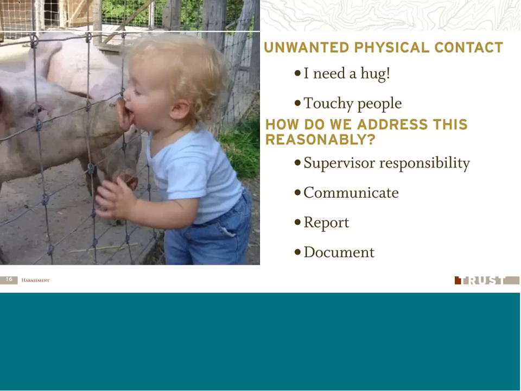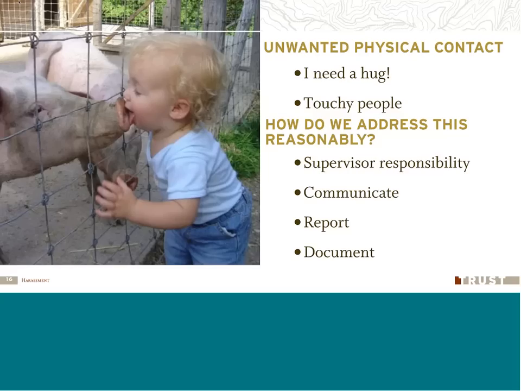So you need to be able to communicate with at least your supervisor or the person who is identified in your policies and procedures for talking to if you have a complaint about potential harassment or discrimination or hostile work environment. So we have to be willing to communicate, report it to somebody so we can do something about it. And it needs to be documented.